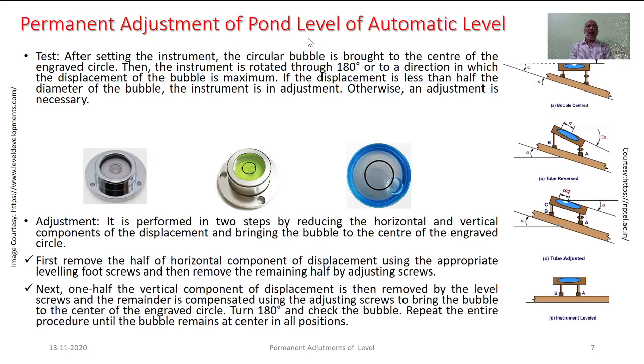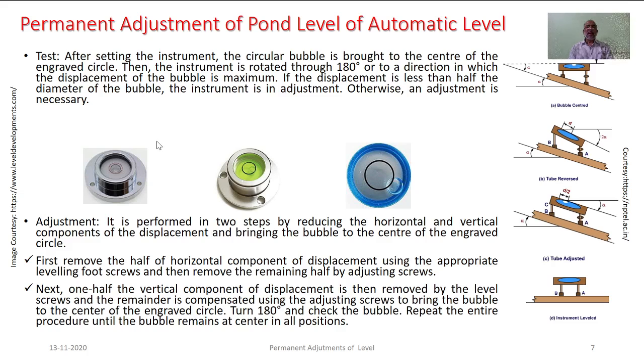The pond level can be tested the way we thought about the dumpy level. That is, we can bring the bubble to the center of the run by making use of the leveling screw. Here, usually for an auto level, we need not have the telescope resting on any two foot screws and turn it end to end. Just make use of two leveling screws.